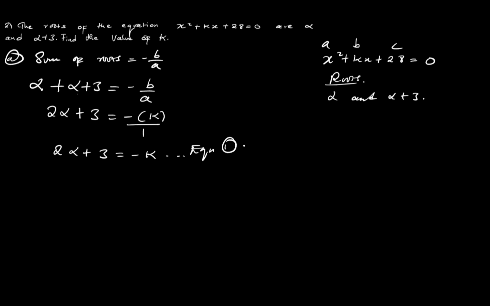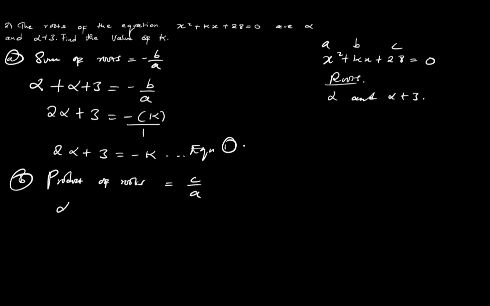Once we have that equation, now we need to look for the product of the roots. So the second equation is coming from the product of roots. The product of roots is equal to C over A. For the product of the roots we have alpha and alpha plus 3. Yes, those are the roots.